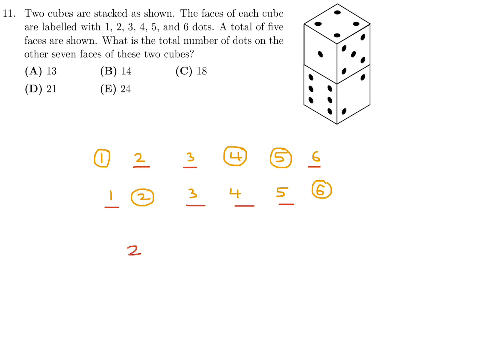So when you do that, you get 2 plus 3 plus 6 plus 1 plus 3 plus 4 plus 5. So when you do that math, you get 24. And number 11, therefore, is E.